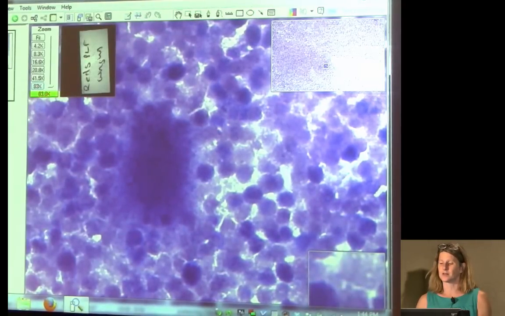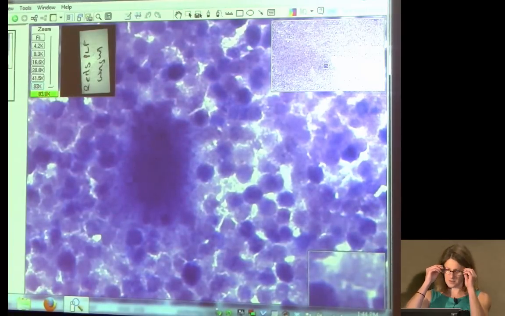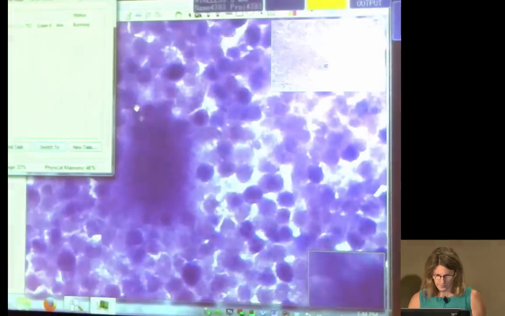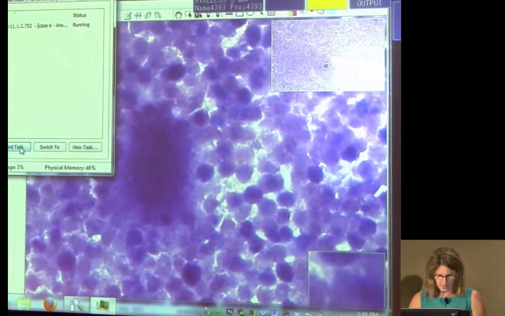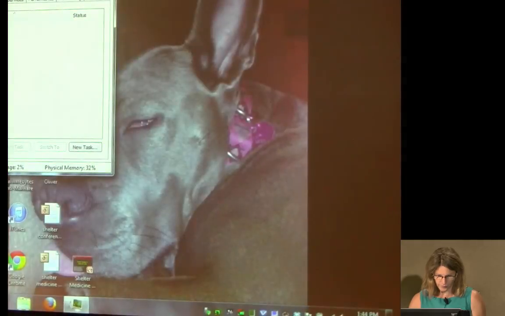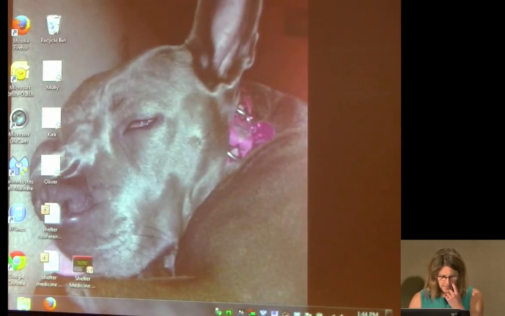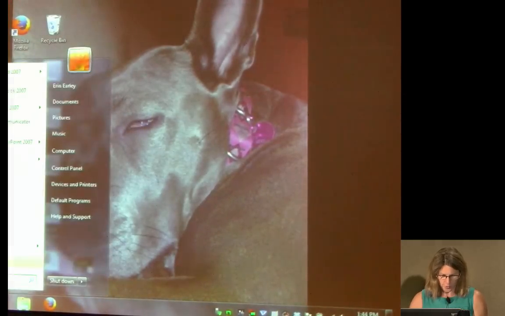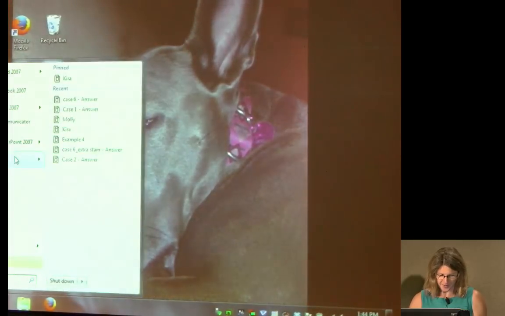And these are filamentous bacteria, and it's now no longer responding, so I'll have to shut it down and start. Oh, don't do that. I'll just end task and open the other one, and show you the gram stain, which will convince you, I hope.